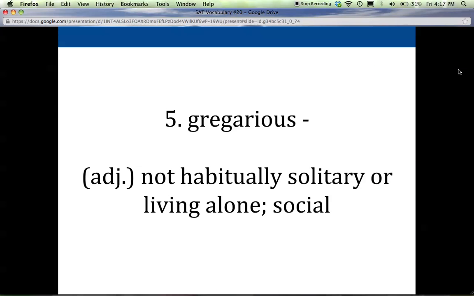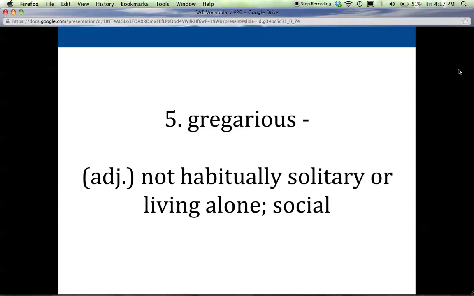5 is gregarious, and this describes someone, and again, this is an SAT definition. They define gregarious as not habitually solitary or living alone. Social. So what does that mean? Not habitually solitary. You don't make a habit of being by yourself. You don't make a habit of living alone. Instead, you are very social. You love having people around if you're gregarious.